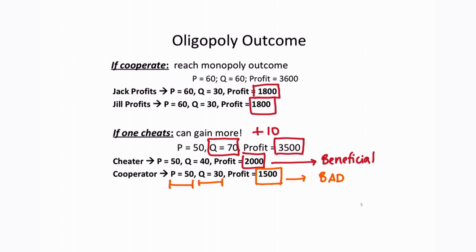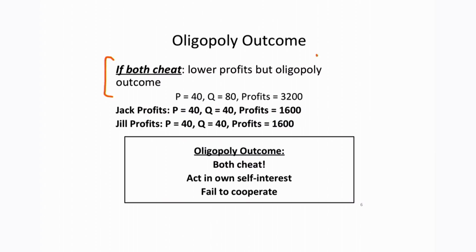So therefore, they are faced with trying to reach the monopoly outcome of $1,800 each, knowing that if the other person cheats, they're going to be faced with lower profits of $1,500. So what do they do? The oligopoly outcome is going to tell us that both agents are going to cheat.